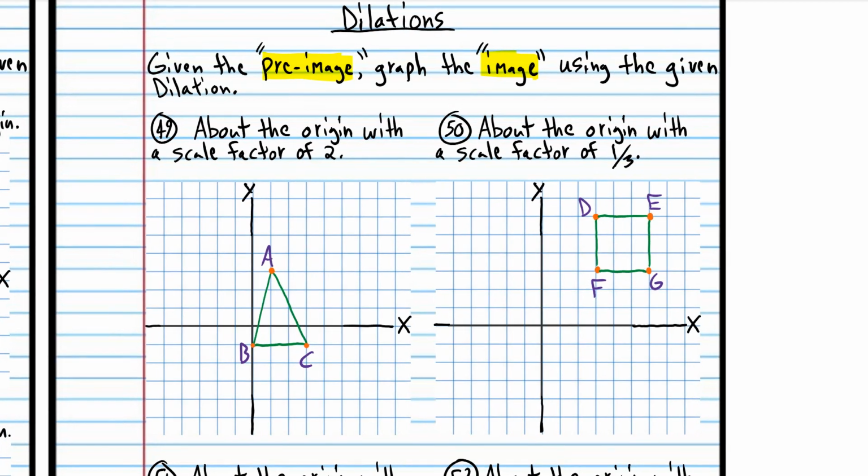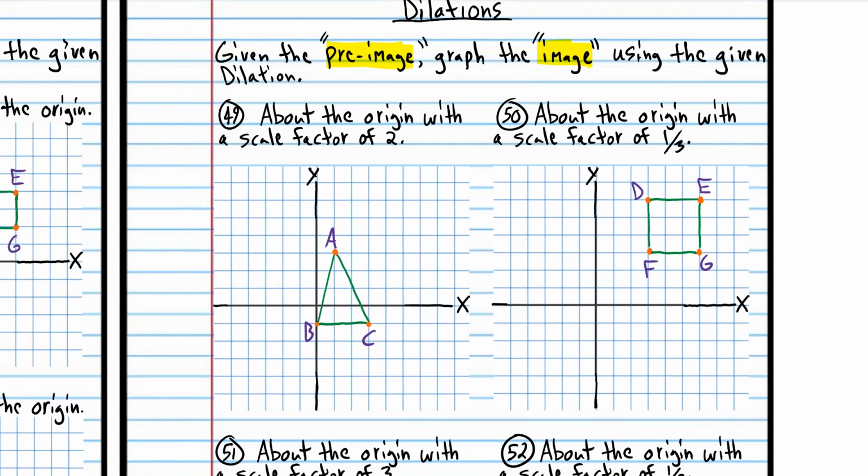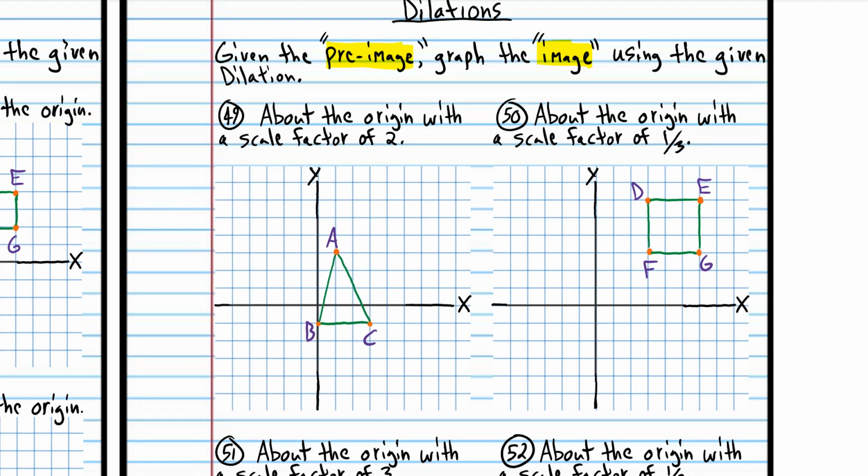So in order to dilate about the origin, what you do is you find these points. I'll just write them over here. Let me move this over. Point A, that is 1, 3. Point B is 0, -1. And point C is 3, -1. And it tells us here, dilate about the origin with the scale factor of 2.